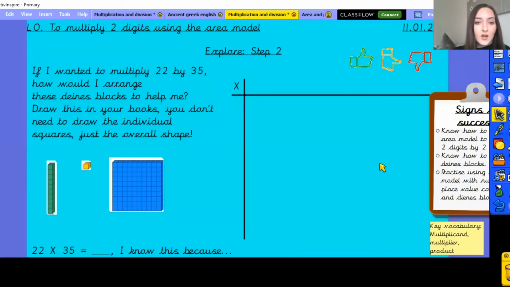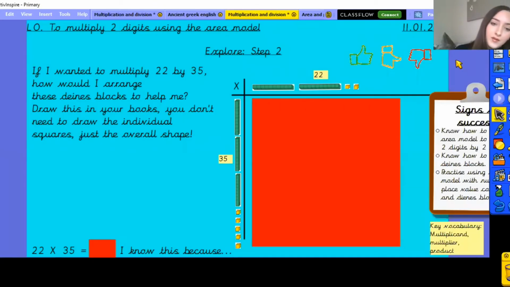Okay, and now let's start explore phase step 2. So I have a question for you on the board. If I wanted to multiply 22 by 35, how could I arrange these Dienes blocks here to help me within the area model? So what I want you to do is pause the video and draw an area model that represents 22 by 35. And if you want to challenge yourself, try and work out the answer too by drawing some Dienes blocks here. But remember, you don't need to draw the individual squares, just the overall shape. You can label them if you need to.